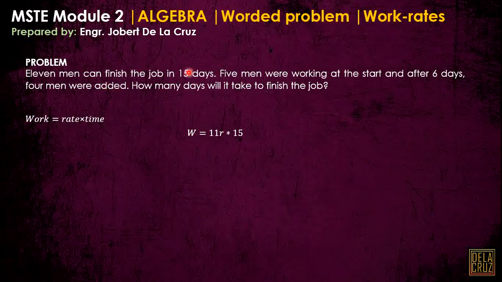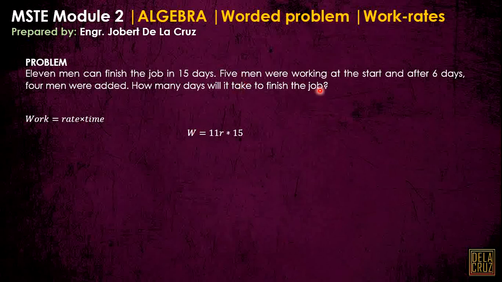So, take note, in this kind of problem, this is assumed na every man has the same rate of work. That's why ganito yung solution: 11 times the rate, or 11 katao nagtutulong-tulungan, times the time. They need 15 days to finish that work. Let's assume that is work W. Hindi natin gagawin 1 unit work.